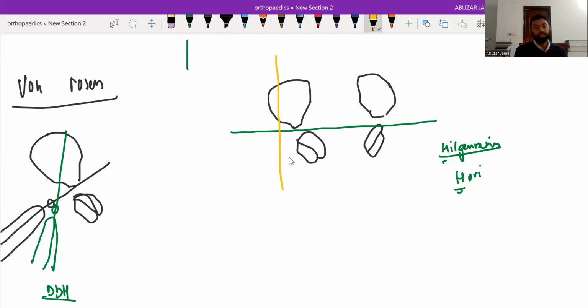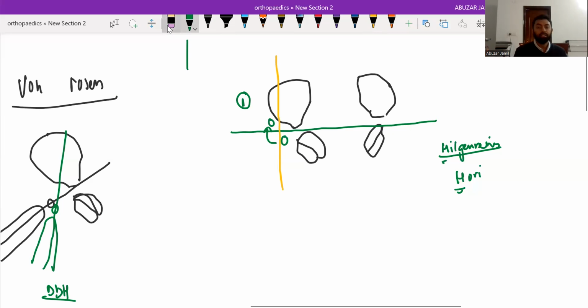So normally the proximal femoral epiphysis lies in this quadrant, that is the lower and inner quadrant. But in case of DDH, the head lies laterally, and it is found in the upper and outer quadrant. So this is the first finding that we see in an AP view of pelvis with both hips.